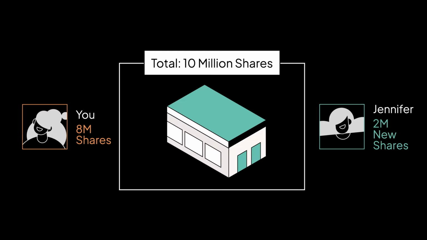Before Jennifer showed up, you owned 100% of the company. But now that she's come in as an investor, you still own the same number of shares that you had before, but your percentage of the total shares has been diluted down to 80%. Easy enough, right? So understanding this is the key to understanding how pre-money and post-money valuations work, which is what we're going to talk about in our next lesson.